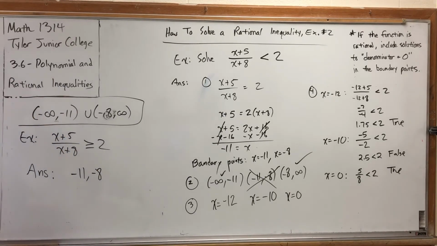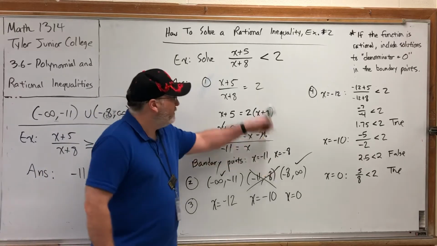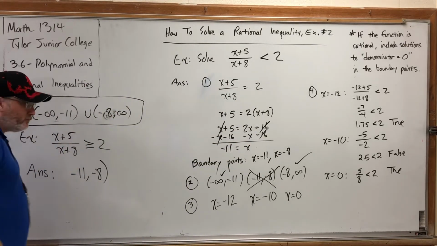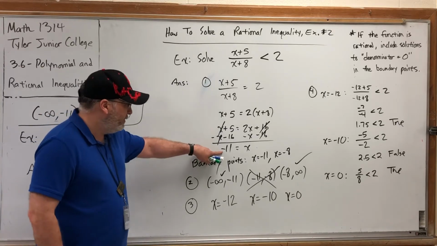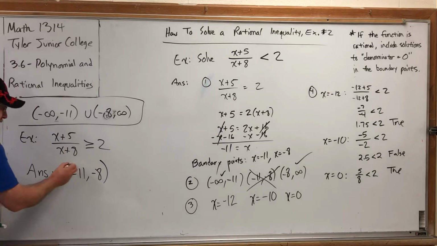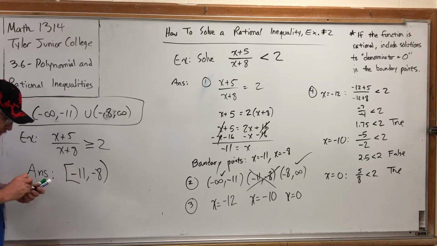But what about brackets and parentheses? The boundary point that came from the denominator, negative 8, is never kept. But the negative 11 is what made it equal. And if we allow it to be equal, then we would keep the negative 11.